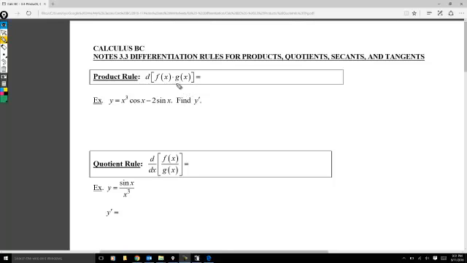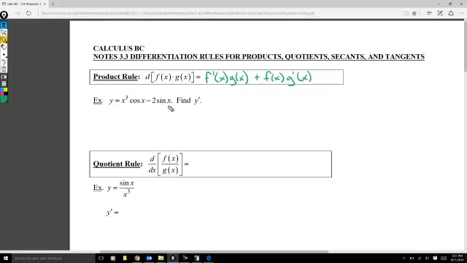So if we're multiplying, and this is the rule that I use the most often, what you do is you take the derivative of the first function and then you multiply that by the second function unchanged, put a plus sign, and now your first function is unchanged, and you multiply that by the derivative of your second function. So you take the derivative of each function one at a time, and the other one doesn't change, and you multiply them. Let's practice.